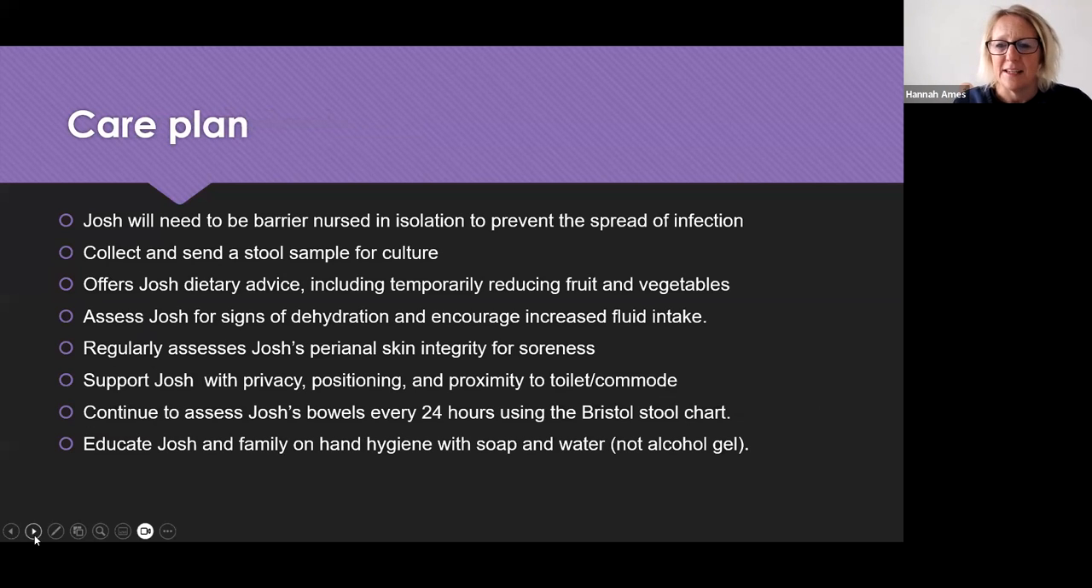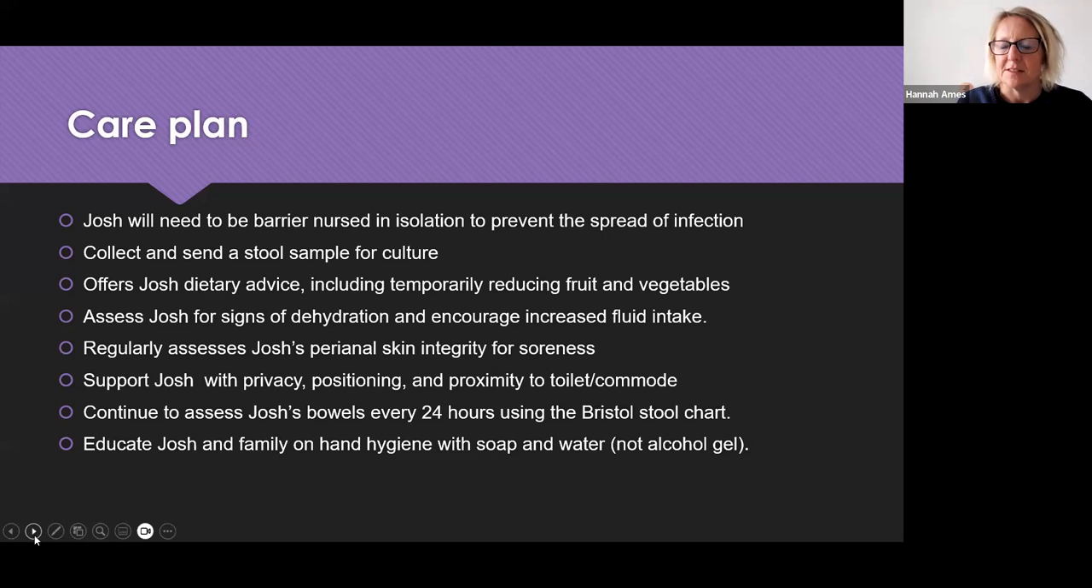So what am I going to do? I need to think about 2 things here: managing the diarrhoea, but also preventing the spread of infection. So my care plan points would be: Josh will need to be barrier nursed in isolation to prevent the spread of infection. I'd need to collect and send a stool sample for culture so we can definitely identify if it is infective. Maybe give some temporary diet advice around reducing fruit and vegetables. We want to assess Josh for signs of dehydration and encourage an increased fluid intake. We also want to regularly assess Josh's perineal skin integrity for soreness, because when someone's got a lot of diarrhoea, that area is going to get very excoriated.